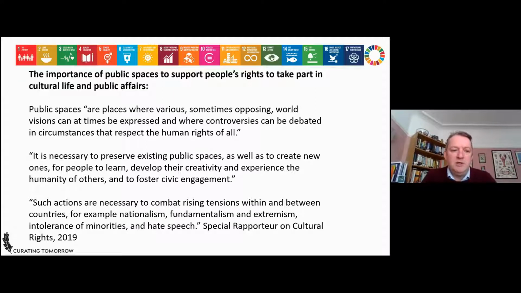And so one of the sites that she talks about as being important in this are museums, because she talks about the importance of public spaces to support people's rights to take part in cultural life and public affairs. So public places are places where various, sometimes opposing worldviews can at times be expressed and where controversies can be debated in circumstances that respect the human rights of all. It's necessary to preserve existing public spaces as well as to create new ones for people to learn, develop their creativity and experience the humanity of others and to foster civic engagement. Such actions are necessary to combat rising tensions within and between countries, for example, nationalism, fundamentalism and extremism, intolerance of minorities and hate speech.